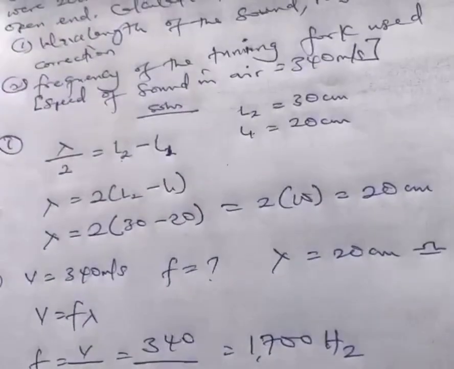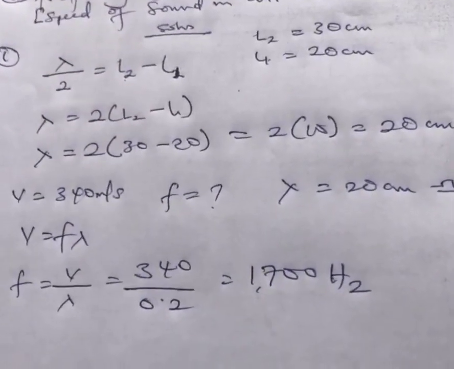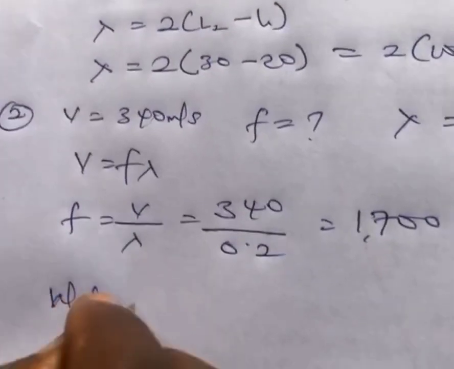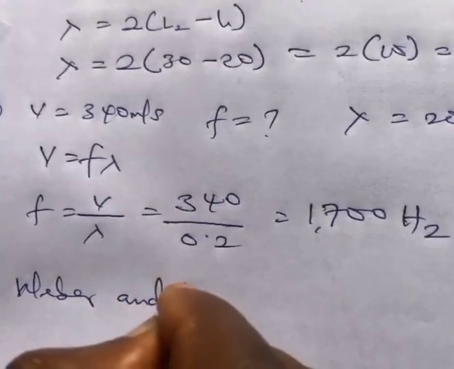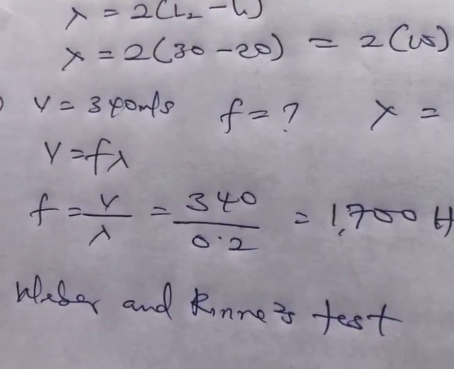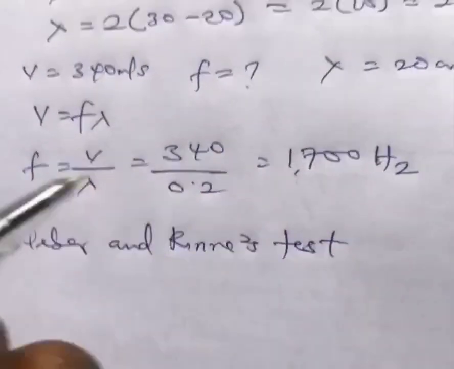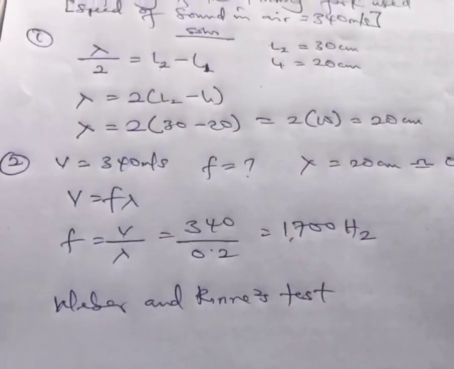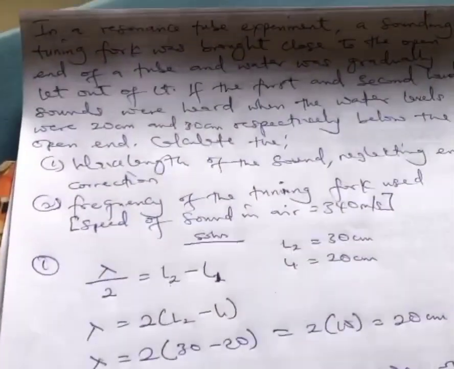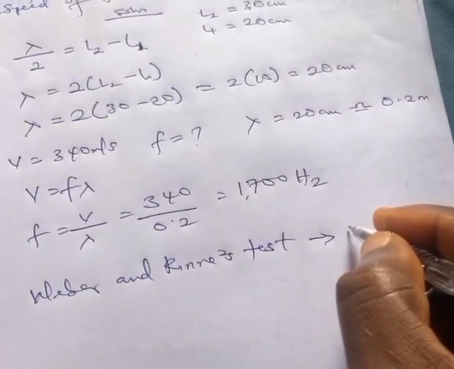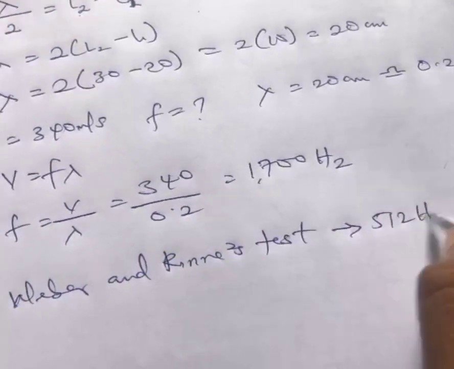However, there are many things we do with a tuning fork. In medicine, we use the tuning fork for Weber's and Rinne's tests. Now, what do we use this for? We use it to check if someone has a hearing defect. And the common tuning fork used has a frequency of 512 hertz. Do you get it now?